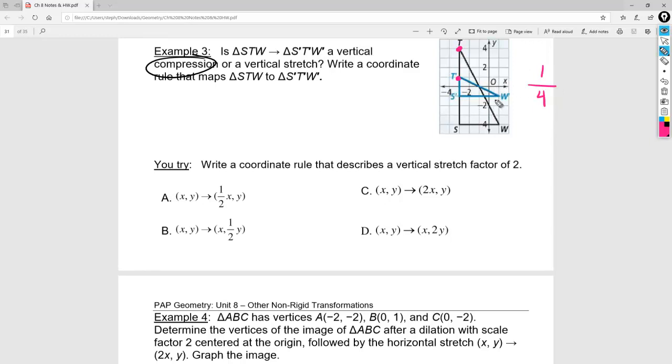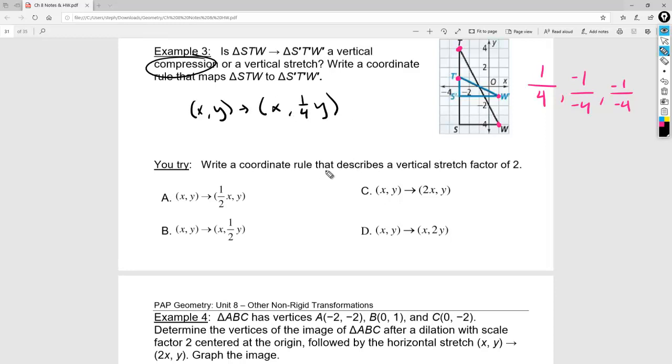Let's use another one just to make sure. So I used to be at -1, now I'm at -4. So same idea there. Or if I check S, then I used to be at -1, now I'm at 4, so the exact same thing. Okay, so my scale factor is 1/4, so if I write my rule, I've gone from (x, y) to (x, 1/4 y). Okay, that's the idea.